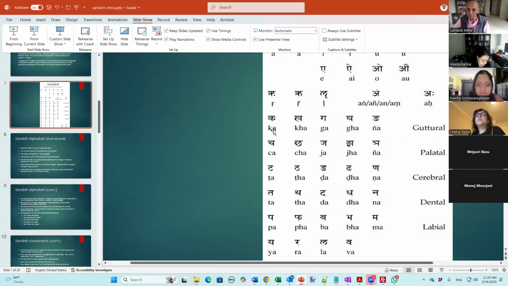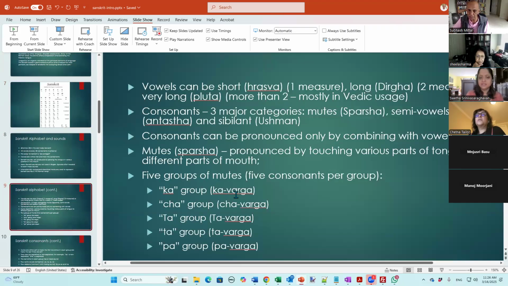So these are called, in English, mutes, M-U-T-E-S. I don't know why they are called mutes. But in Sanskrit, they are called sparsha. The word sparsha means touch. Now, these are produced by placing the tongue in different parts of the mouth, so the tongue will be touching different parts of the mouth to create the sounds. We'll come to that. I'll show you how they are produced. And then they can only be pronounced by combining them with a vowel.